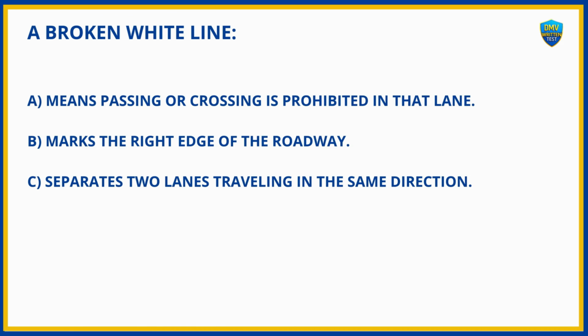A broken white line. A. Means passing or crossing is prohibited in that lane. B. Marks the right edge of the roadway. C. Separates two lanes traveling in the same direction. And the answer is C. Separates two lanes traveling in the same direction.